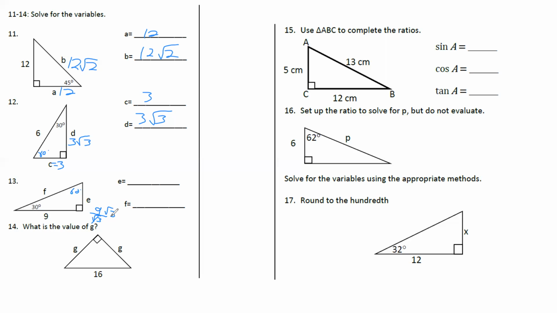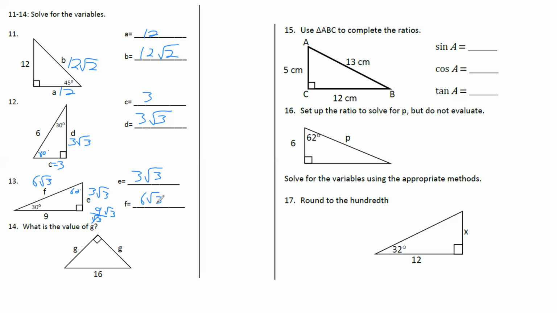So 9 divided by 3 is 3. So our answer here is 3 radical 3. Since we have a radical in that position, when we double it, we still have a radical for the hypotenuse as well. 3 times 2 is 6, so we get 6 radical 3.